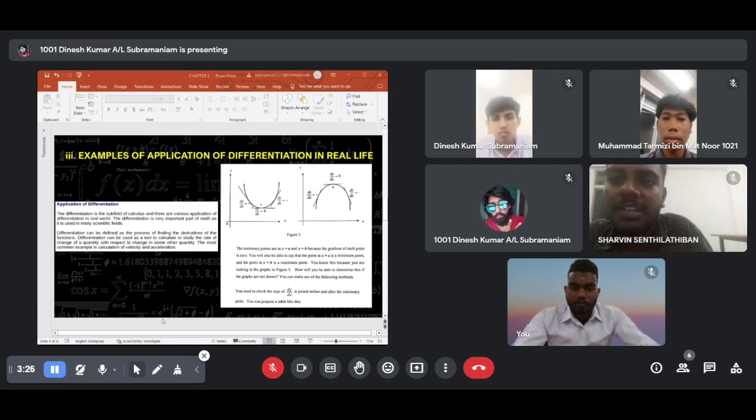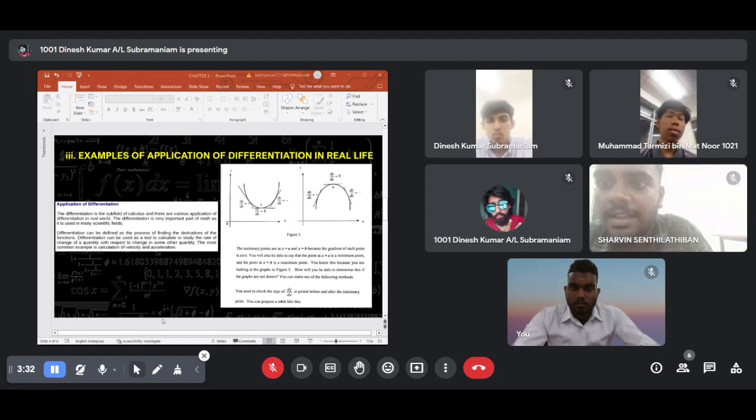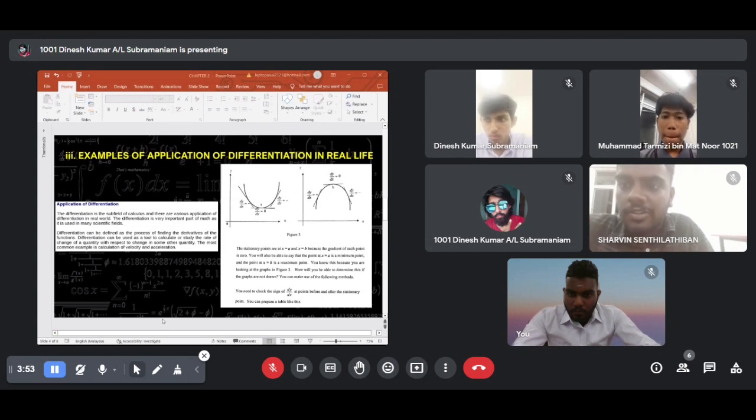Now, this is a graph of figure 3. The stationary points are at x equals a and x equals b because the gradient at each point is 0. You can also say that the point at x equals a is a minimum point and the point at x equals b is a maximum point. You know this because you are looking at the graph in figure 3. How will you determine this if the graph is not drawn? You can use the following method. You need to check the sign of dy/dx at points before and after the stationary point. You can prepare a table like this.